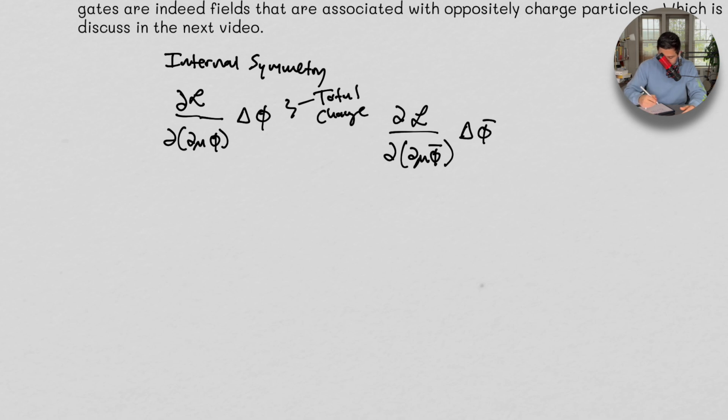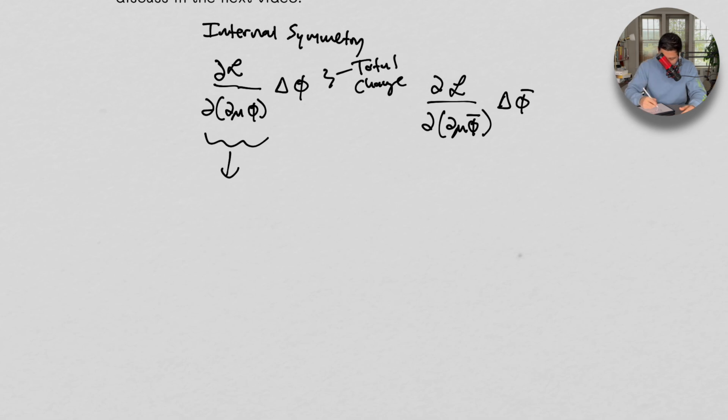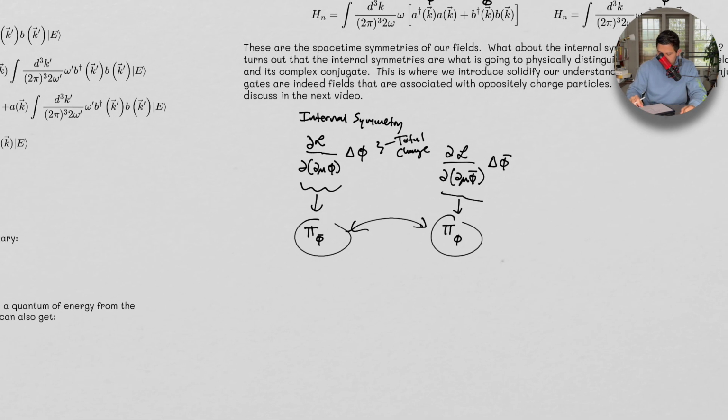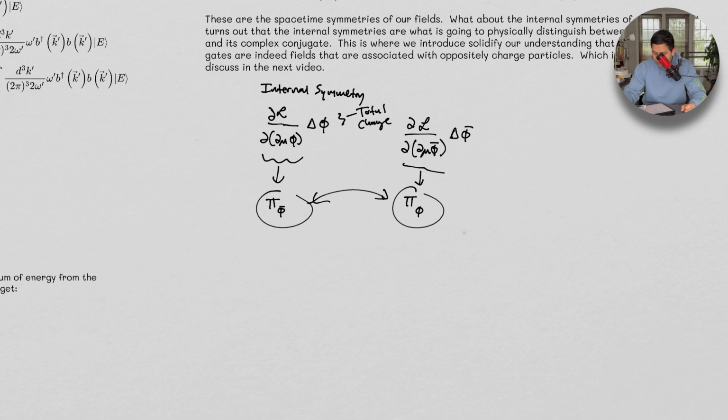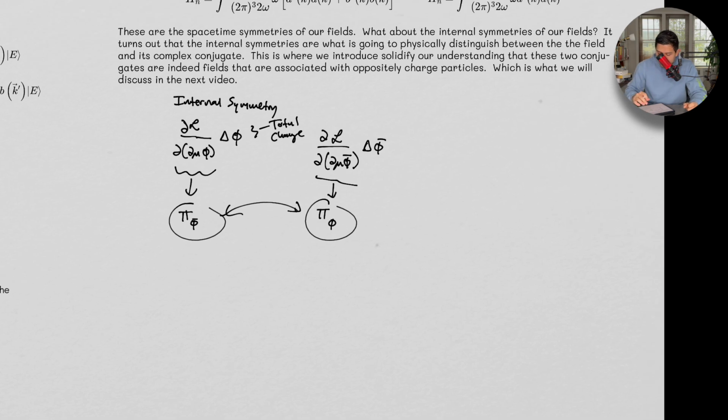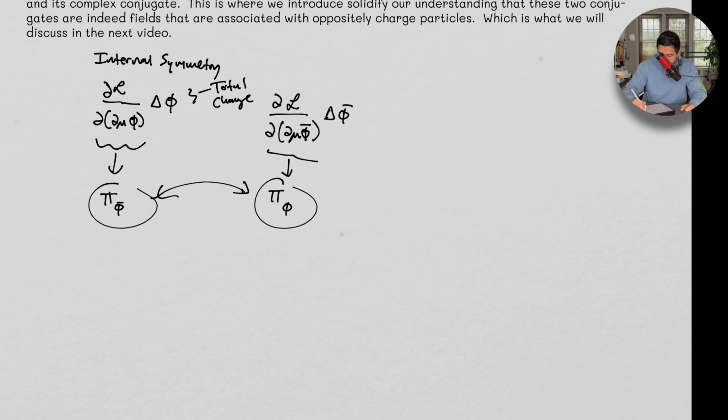What we'll find is that this bit here is going to be our canonical momentum for our conjugate field. And this guy here is, as you've guessed it, the canonical momentum for our field. So there's going to be crosstalk between our fields in terms of the canonical momentum. All right, and then from there we'll be able to make sense of our number operator, right?